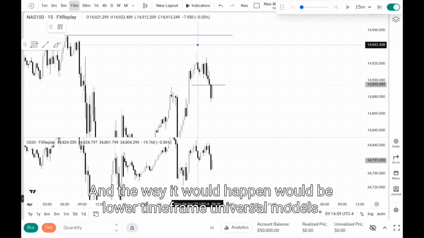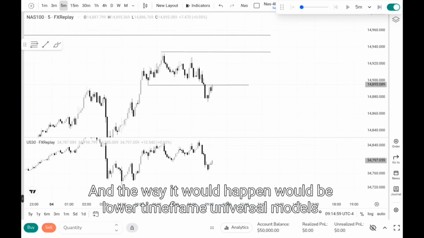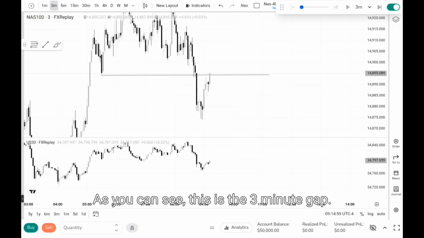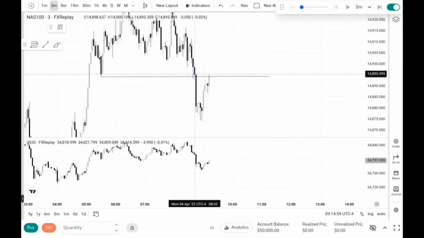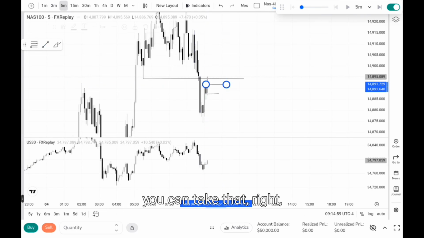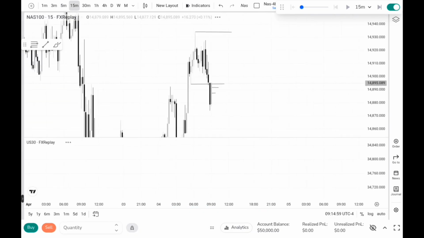And the way it would happen would be lower time frame universal models, right? 5-minute, 3-minute, it will be the same thing, right? As you can see, this is the 3-minute gap, and then we create the order block on the 5-minute, right? We don't have a bulky downward candle on the 3-minute, but we have it on the 5-minute. You can take that, right, as our universal model.